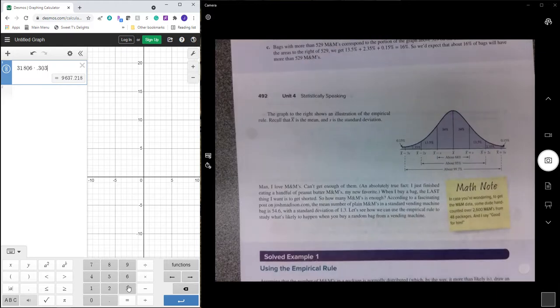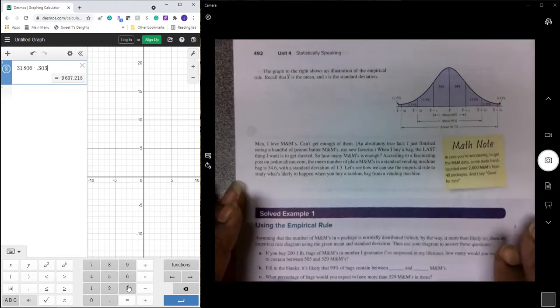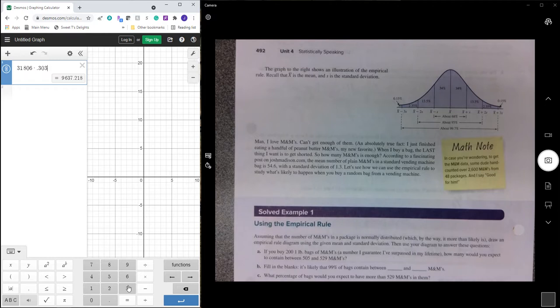Okay, we go here to the back. It says the graph to the right shows an illustration of the empirical rule. Recall that X bar is the mean and S is the standard deviation.